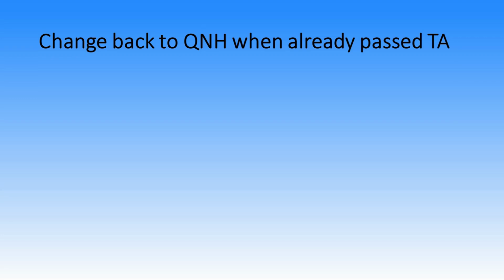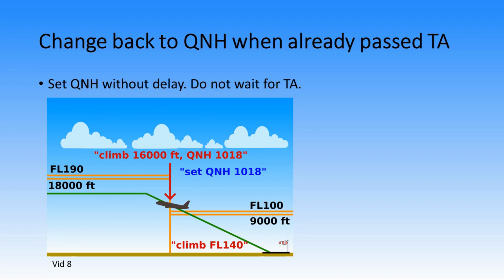Next, change back to QNH when already past the transition altitude. This is again an unusual situation. So you have to set QNH without delay and not wait for the transition altitude in this case. For example, ATC says climb flight level 140. Okay, so far so good. When you pass transition, it sets standard, and so now we're on a flight level.